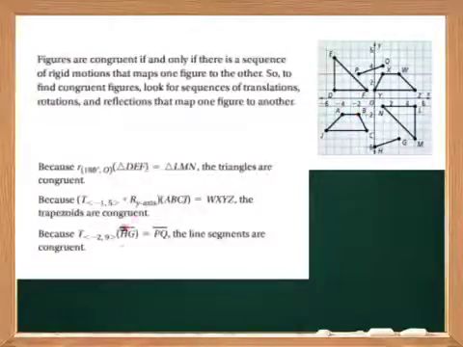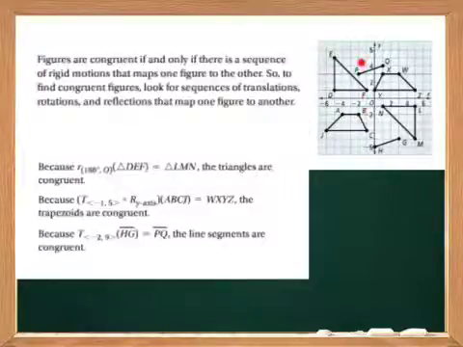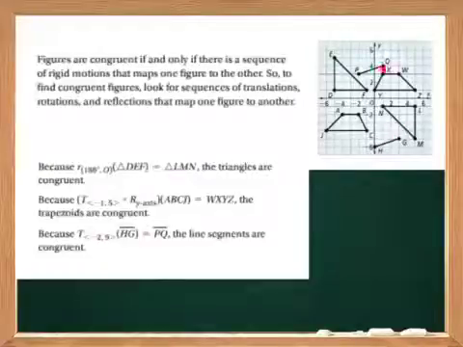And finally, it even works with line segments. Because line segment HG was translated left 2 and up 9, the line segments are congruent because a translation preserves distance.